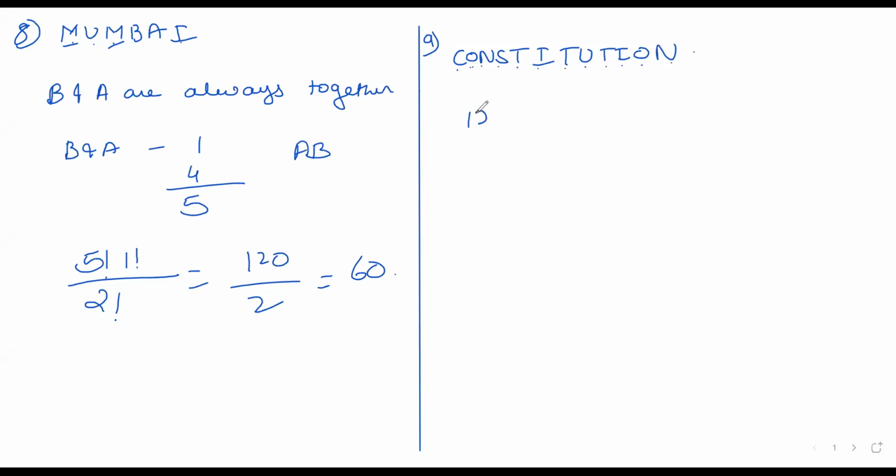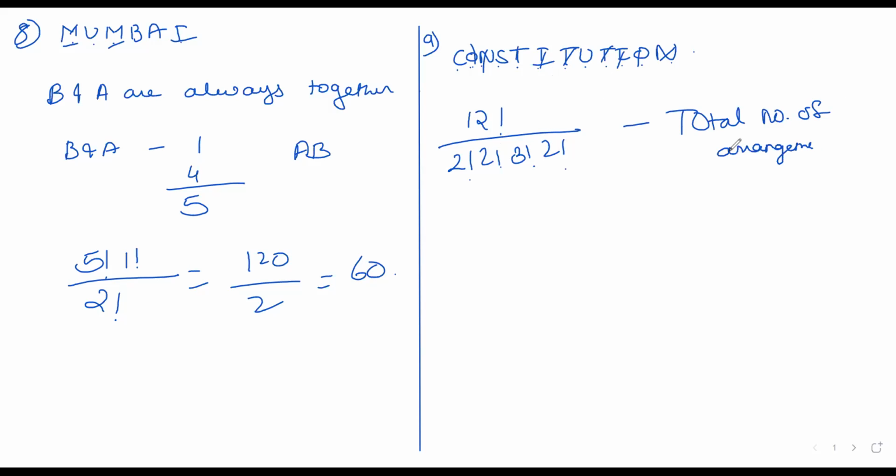12 letters can be arranged in 12 factorial ways. However, because there are alike objects, O is the same, so 2 factorial, N is 2 factorial, T is 3 factorial, I is 2 factorial. These are the total number of arrangements. But they are saying the word should begin with N.